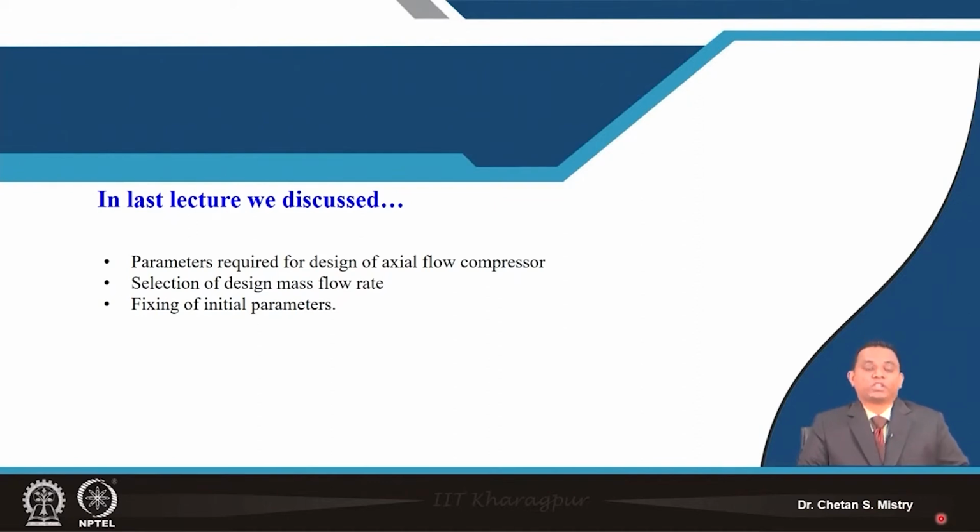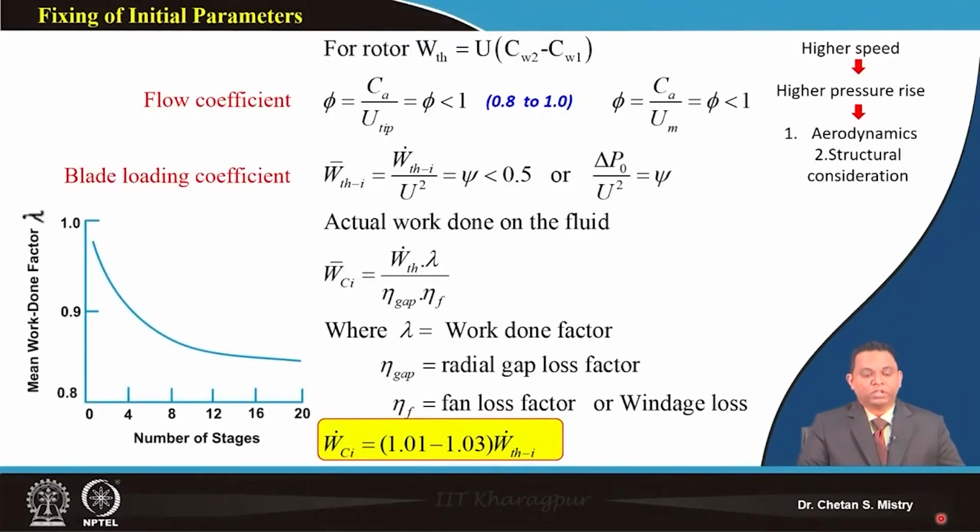Now with this background, let's move ahead. For our rotor, the work done is defined based on the fundamental Euler's equation. Today let me introduce a very important parameter, the flow coefficient. It is a velocity ratio, given by axial velocity divided by peripheral speed at the tip, and it needs to be less than 1.